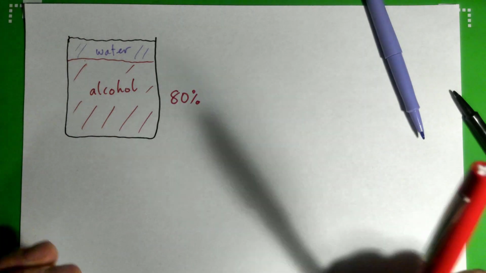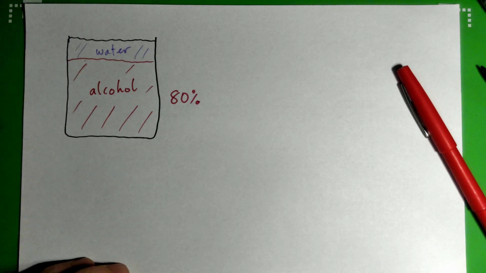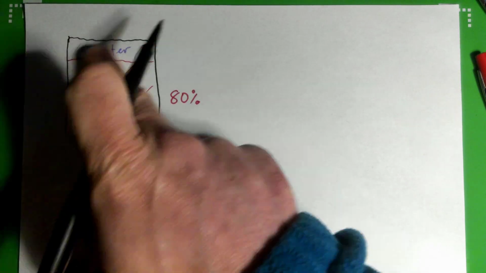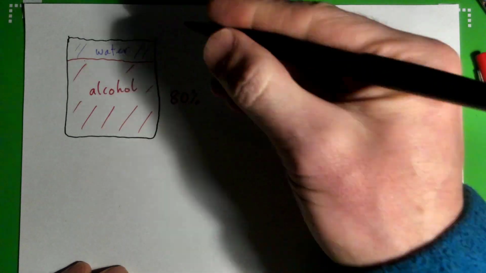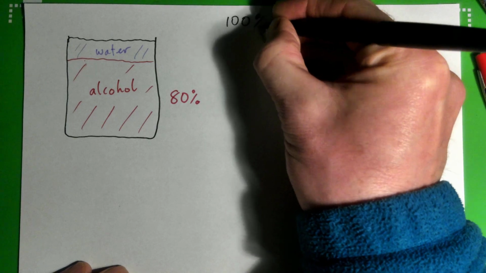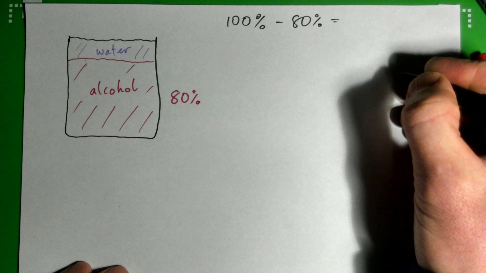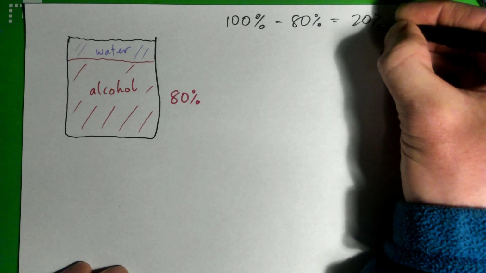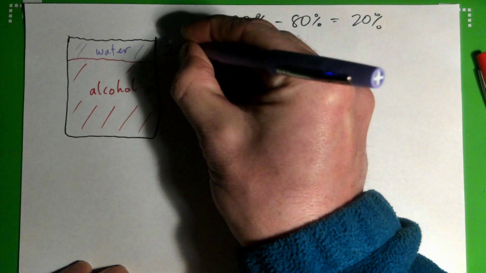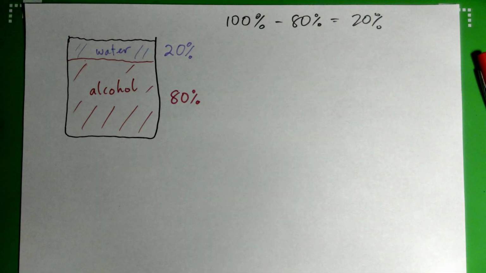Now, if alcohol is 80%, water is what percent? Because the whole thing is what percent, the entire container? There you go, 100%. So what if you did this? 100% subtract 80%. What do we get? Right. So is it safe to say that whatever is going on, the water is definitely 20%? You okay with that? Great.